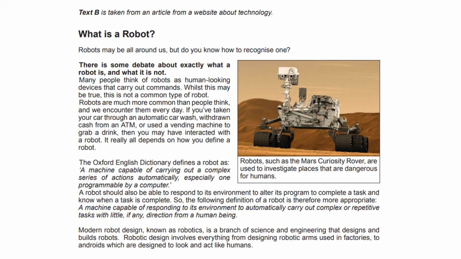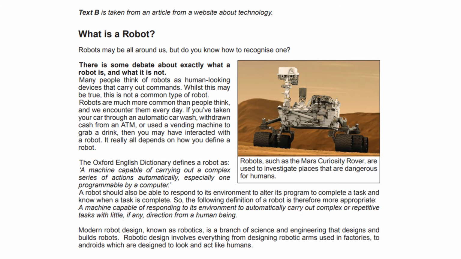"Robots are much more common than people think, and we encounter them every day." Again, that does tell us something about robots, but it does not tell us what we can use them for. "If you've taken your car through an automatic car wash, withdrawn cash from an ATM, or used a vending machine to grab a drink, then you may have interacted with a robot. It really all depends on how you define a robot." That is where I think we get our first information. So everything else has been irrelevant to this point, but those details have a place in my synthesis answer.